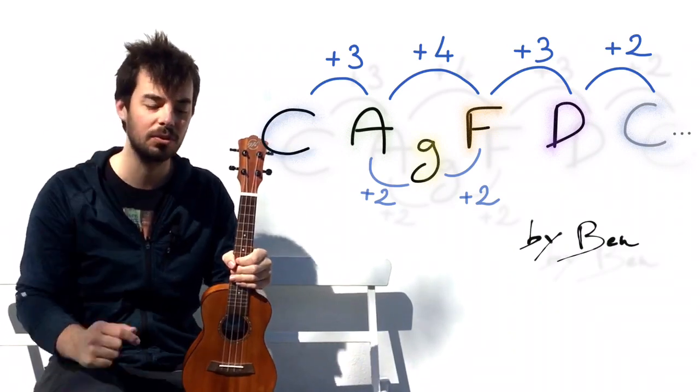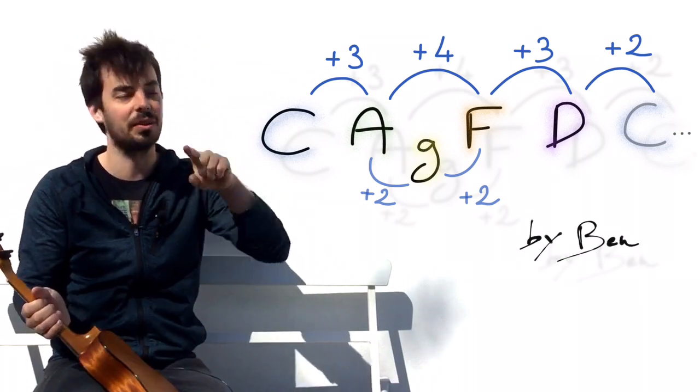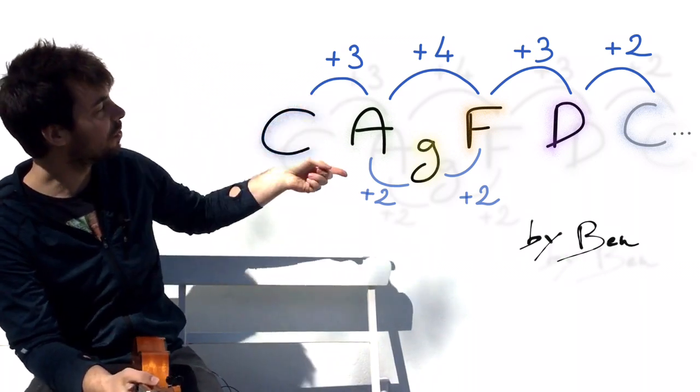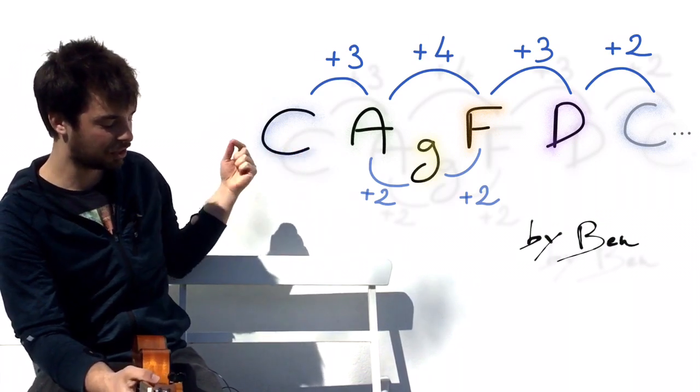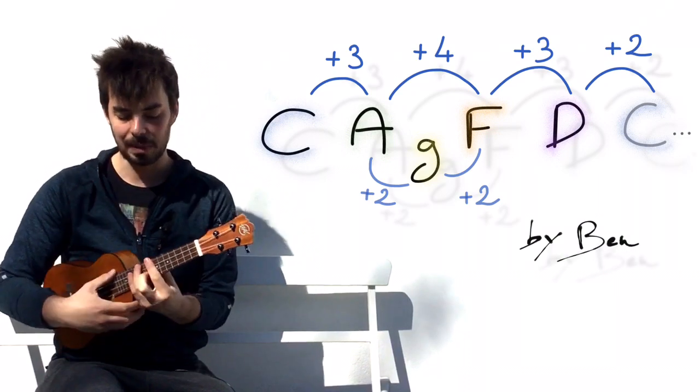And the importance of being able to use it to go down also, so you just imagine it's a minus and go the other way. Basically, C, minus 2, you go to the D, minus 3, you go to the F shape, minus 4, you go to the A shape, minus 3, you go back to the C shape. That enables you to play anything that you want.